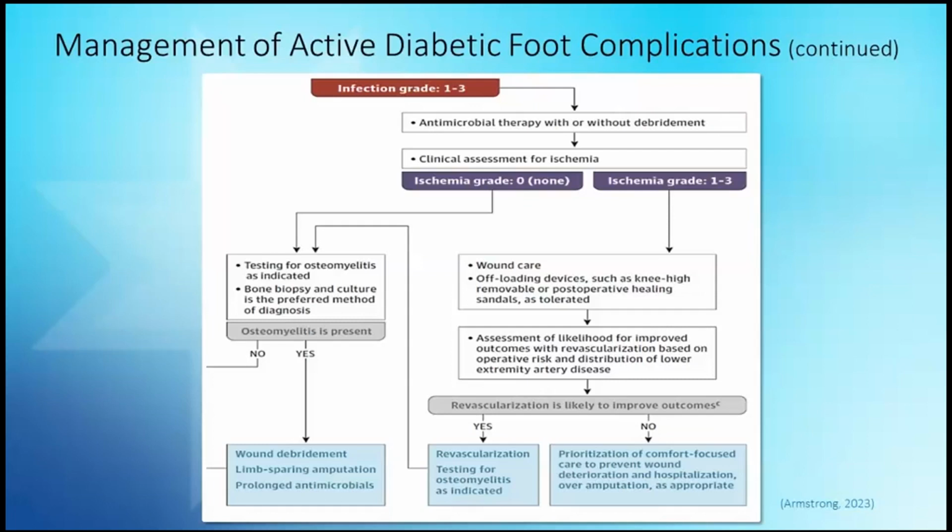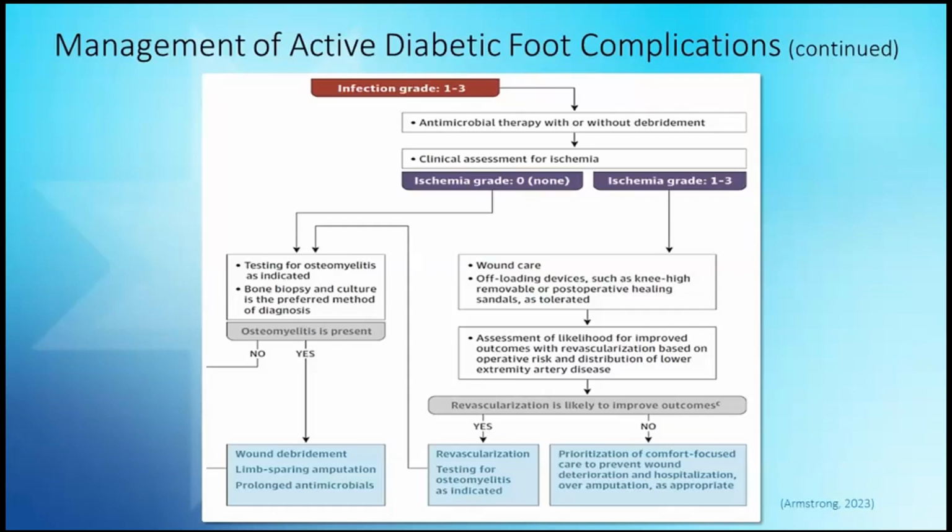A bone biopsy is the preferred method. If there is a deep infection, such as bone infection, otherwise known as osteomyelitis, you need to do wound debridement and preferably limb-sparing amputations. Sometimes prolonged antimicrobial agents are needed.